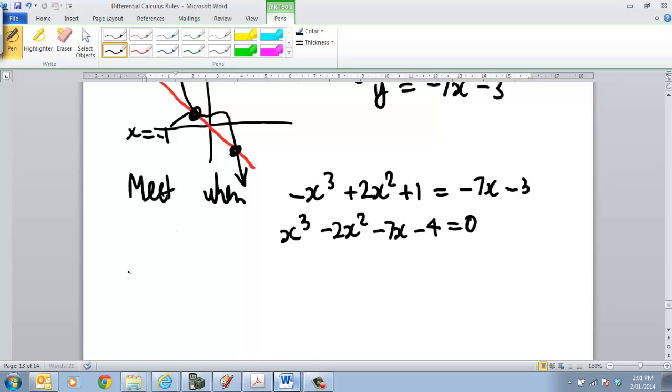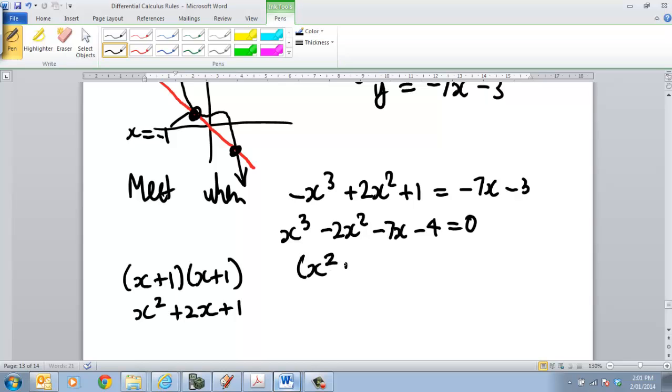Alright, so if we think back to year 11, if we have x take 1, that will become x plus 1 times x plus 1. That's two of our factors. So if we expand that out, you get x squared plus 2x plus 1.